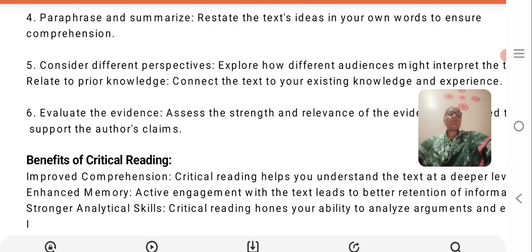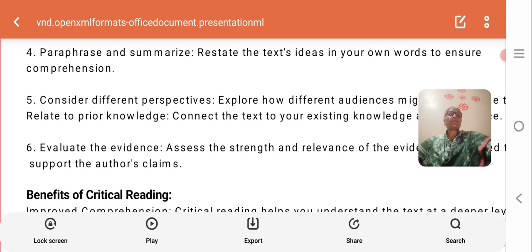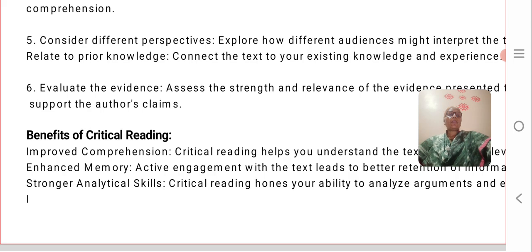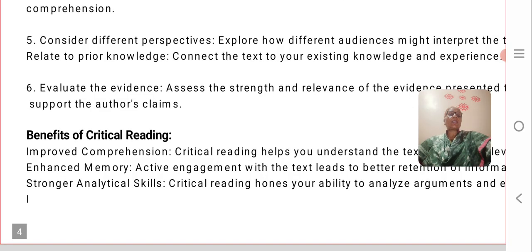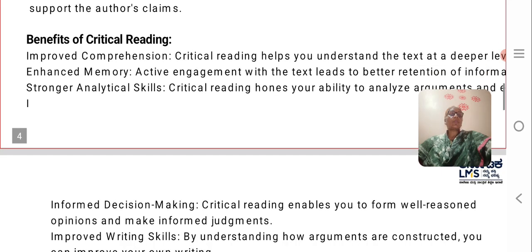Critical reading improves comprehension. It helps you to understand the text at a deeper level. It enhances memory. Active engagement with the text leads to better retention of information. A critical reader develops strong analytical skills. He hones his ability to analyze arguments, and he makes informed decisions. It enables one to form well-reasoned opinions and informed judgments.